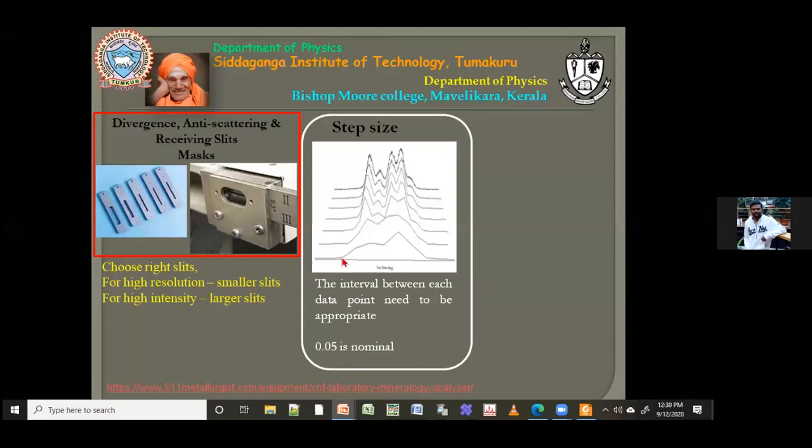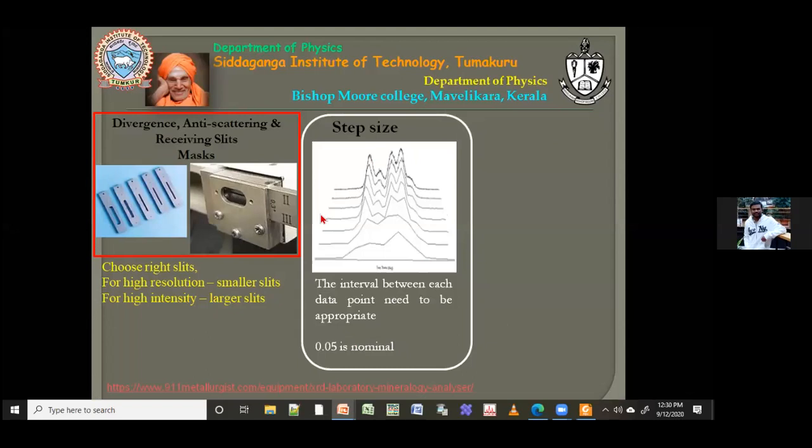That means if I have the first point at 0, the next point will be at 0.005. Normally 0.05 is good. If you want very good data, 0.05 is good, and if you want to do very good refinement, 0.01 is also fine. You don't have to go to a very low step size. But when you go for a smaller step size, you should collect for a longer time. So you should take care of the resolution, the intensity, and also the step size.